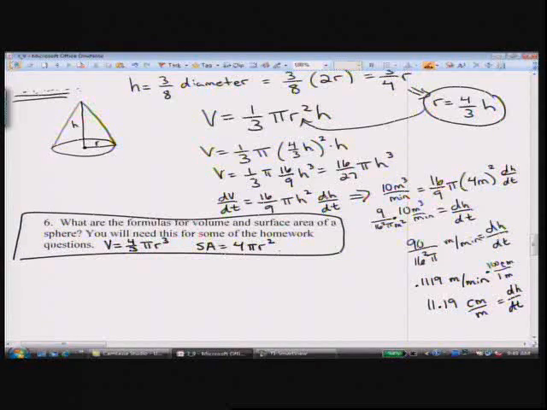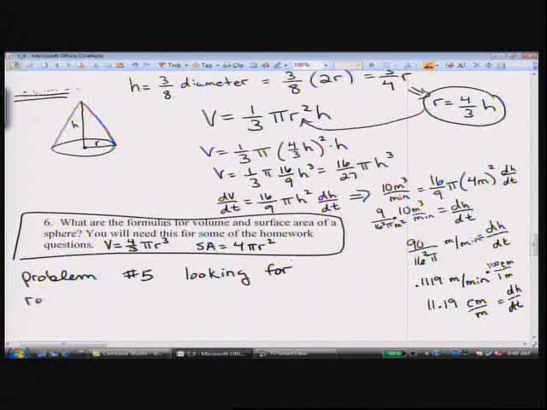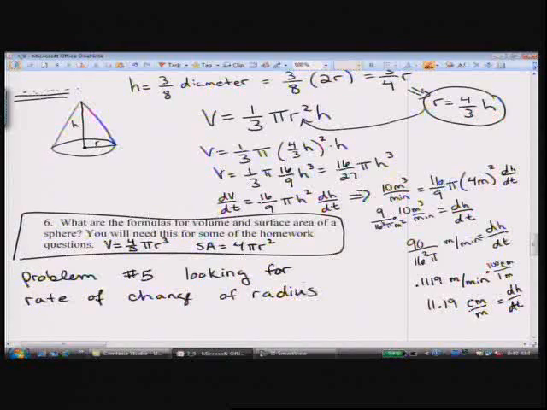But anyway, let me finish this problem now. So back to problem 5. Number 5, looking for the rate of change of the radius. Do y'all need to stand up for a second? Are you with me? All right, so talk me through it. What am I going to do first? What formula am I going to write down?